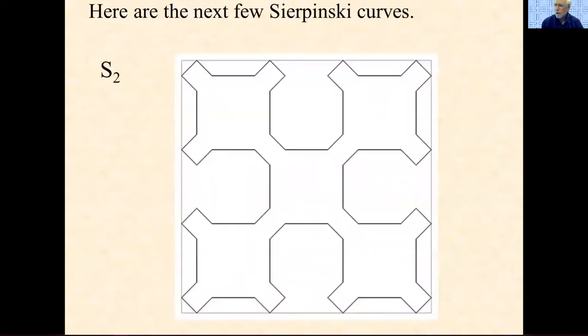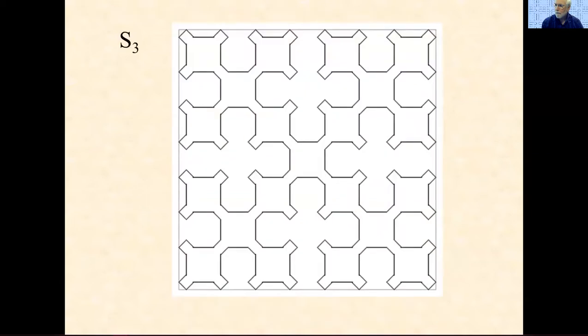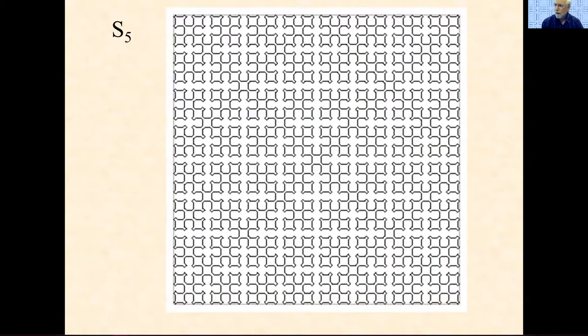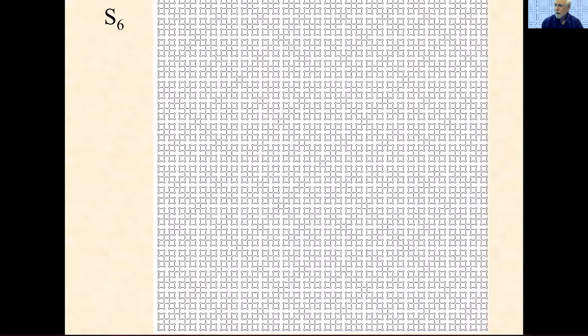Well, here's what the next few curves look like. This is S2. Here's S3, S4, S5, and S6. And what we notice is that we keep using more and more of the points in the unit square. And again, in the limit, as the subscript goes to infinity, we just end up with a solid square. So that's what space-filling curves are. But you might think about, how do I draw something like this on a computer? That seems rather difficult.